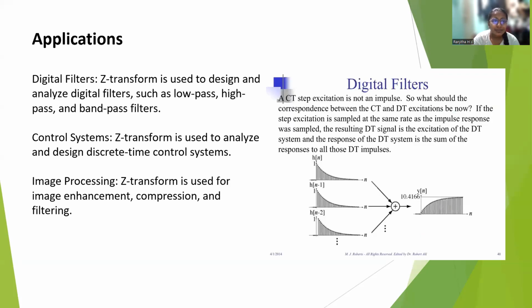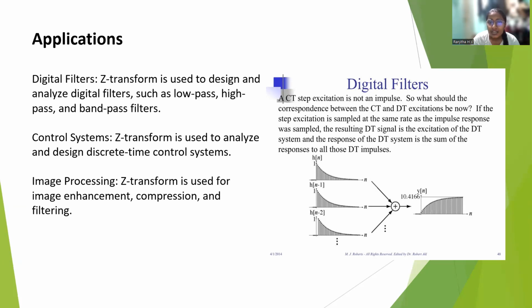Applications, that is digital filters: the Z transform is used to design and analyze digital filters such as low pass, high pass, and band pass filters. Control systems: the Z transform is used to analyze and design discrete time control systems. Image processing: the Z transform is used for image enhancement, compression, and filtering.